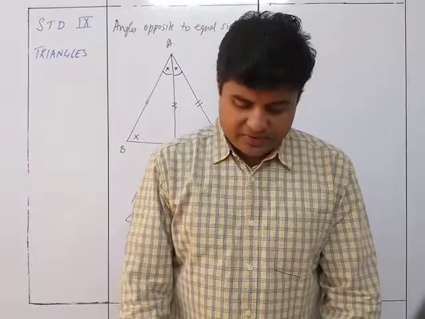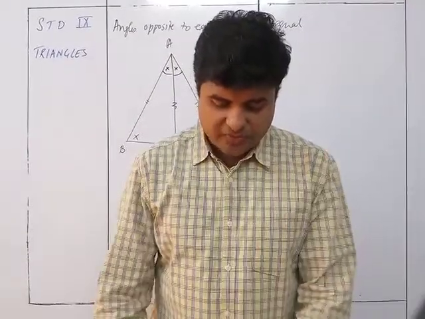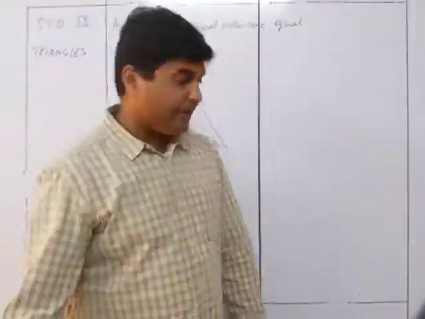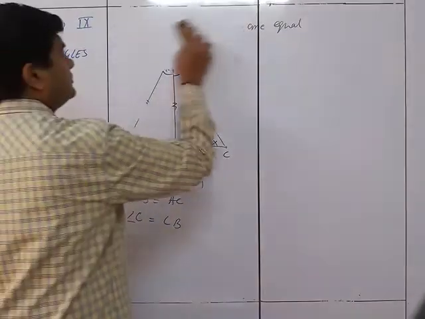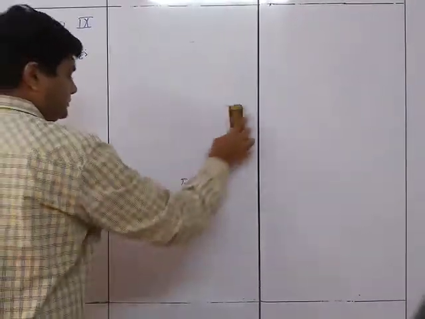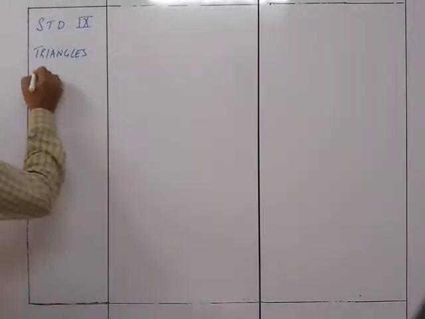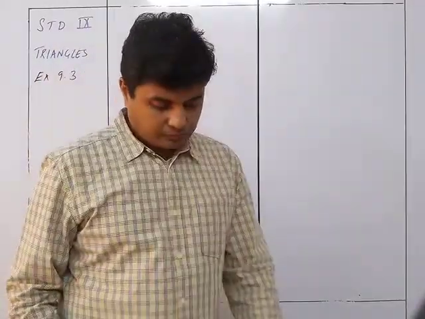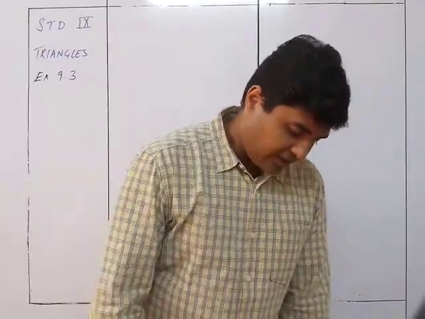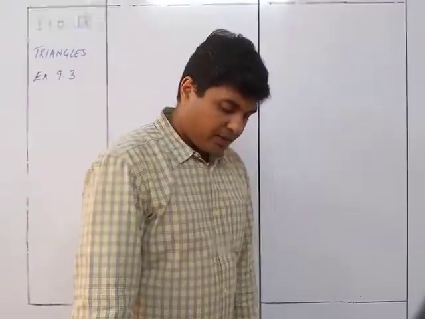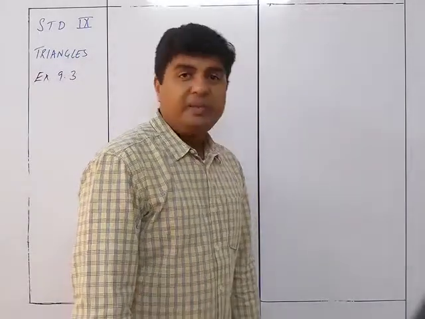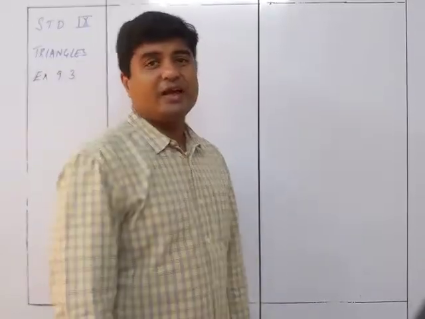So in exercise 9.3 we'll have this kind of sums which will be related to isosceles triangles. So let's start with exercise 9.3. They have given us first question 1. ABC is a right angle triangle in which angle A is 90 degrees and AB is equal to AC. Find angle B and angle C.